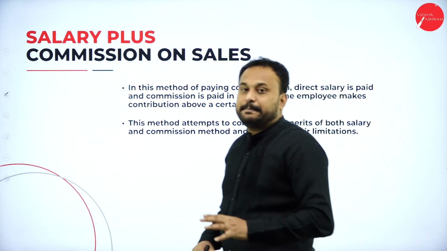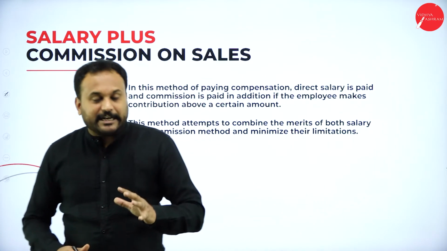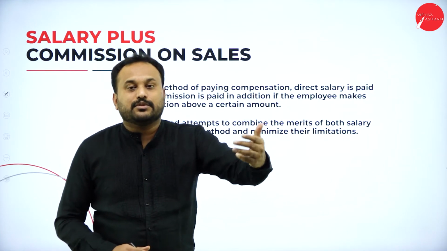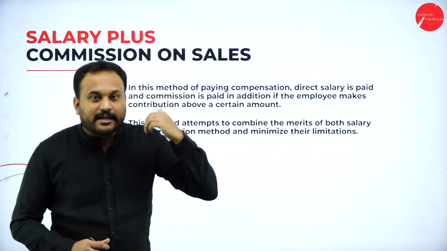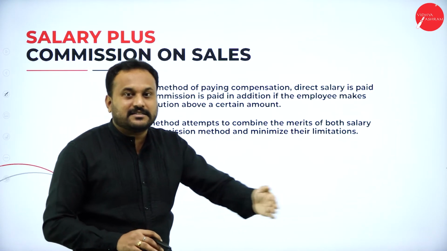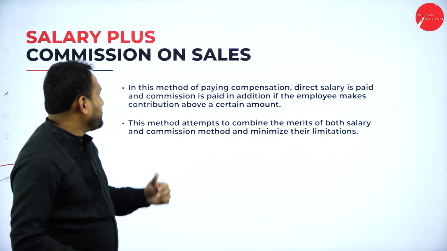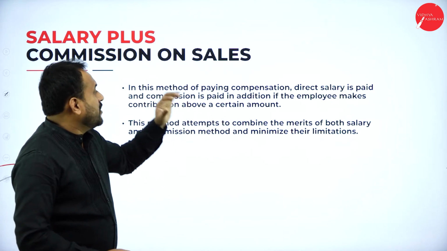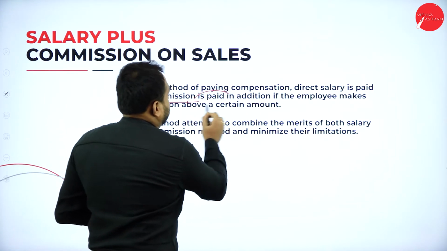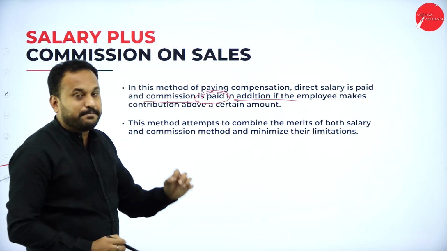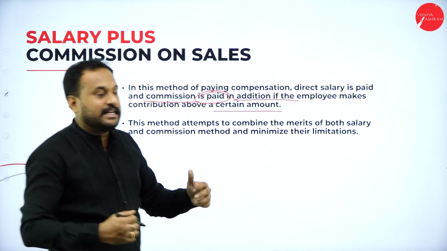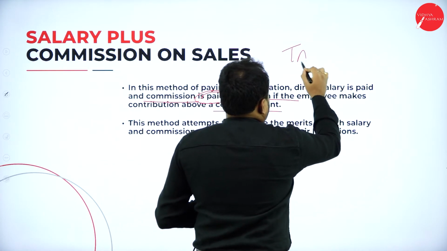Next one is salary plus commission. Here it is salary plus commission, but commission is on sales. So the more sales you give to your company, the more commission will come. It is a totally different aspect where salary is separate and commission is separate. In this method of payment, direct salary is paid and commission is paid in addition if the employees make a contribution above a certain amount. So again here you will have targets.